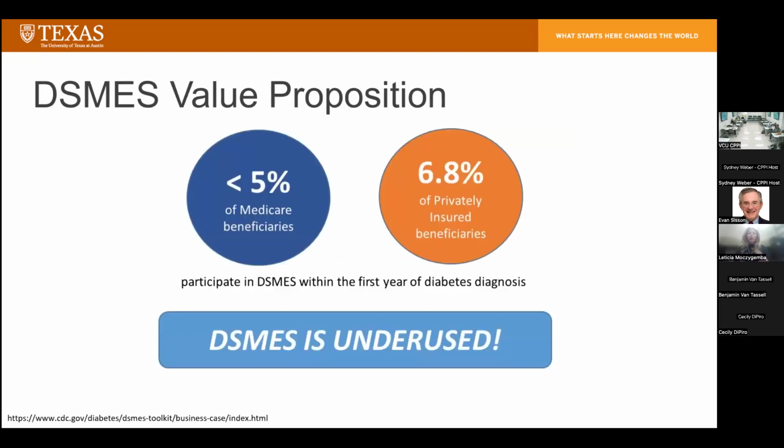Then when we think about why pharmacists would want to do this, what is the value proposition? Even though I've talked about some of the benefits of DSMES and the fact that it's been around a long time, it's really underutilized. Less than 5% of Medicare beneficiaries participate in DSMES within the first year of diabetes diagnosis, and less than 7% of privately insured beneficiaries use the service. This is really an opportunity for pharmacists, given their footprint in communities, to increase the number of people who are receiving these services.